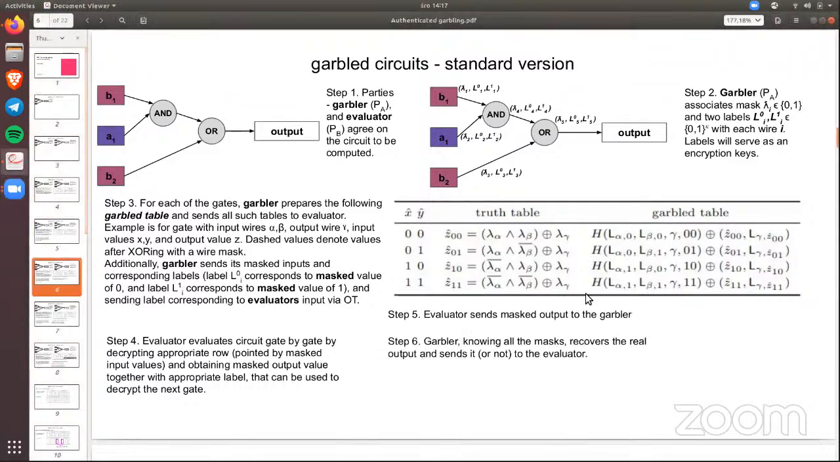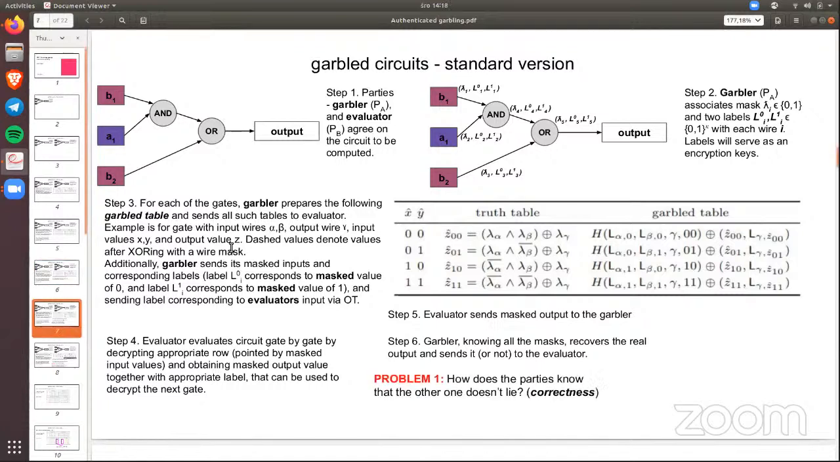What happens later is that the evaluator sends this masked output to the garbler, and the garbler is actually the party which can make sense out of it. I mean, he knows all the masks, so he knows how to perform these XORs again to recover the true output. And then after recovering it, he either sends it to the evaluator, so they both know the output, or not, depending on the use case, probably. So that's the basic idea, and there are some problems with that.